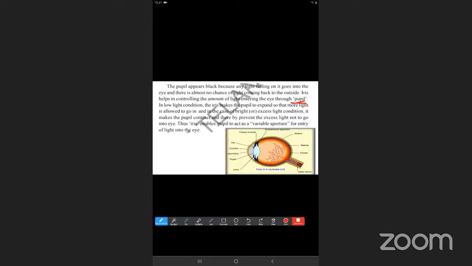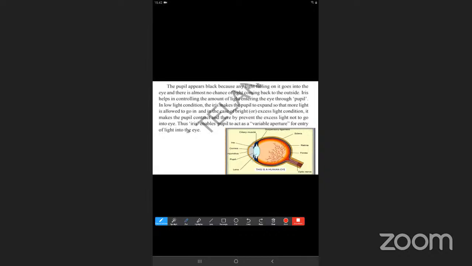In low light conditions, the iris makes the pupil expand. That means when the amount of light energy is very less, at that time the iris makes the pupil expand so that more light is allowed to go in. And in the case of bright or excess light conditions, it makes the pupil contract, and thereby prevents the excess light from going into the eye.